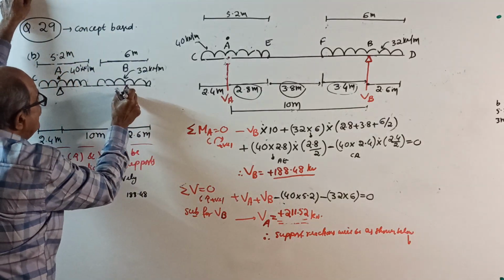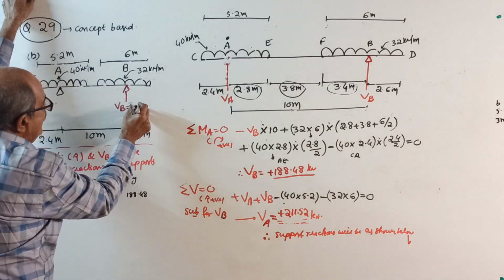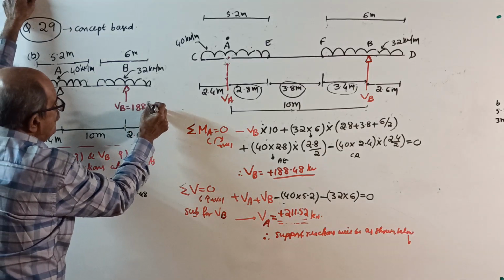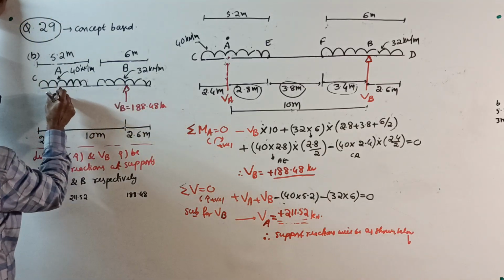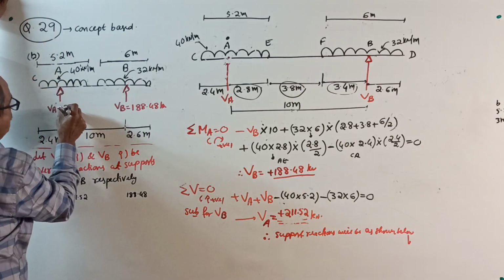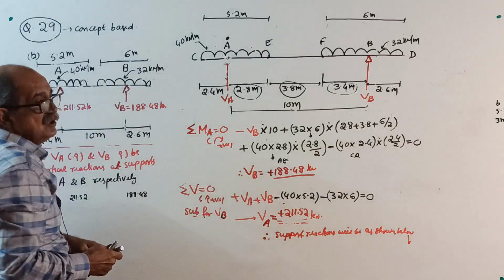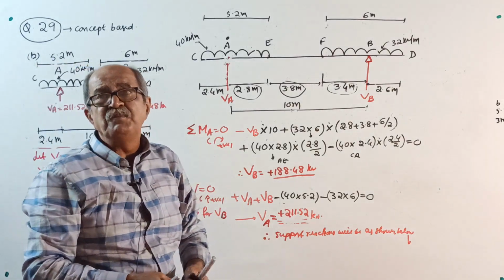Therefore, the support reactions will be: write the sketch once again. Your VB equal to 188.48 kilonewton and VA equal to upward positive 211.52 kilonewton. Okay, solution is over. Now, very important.